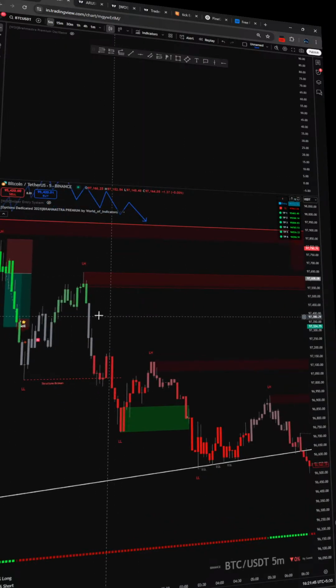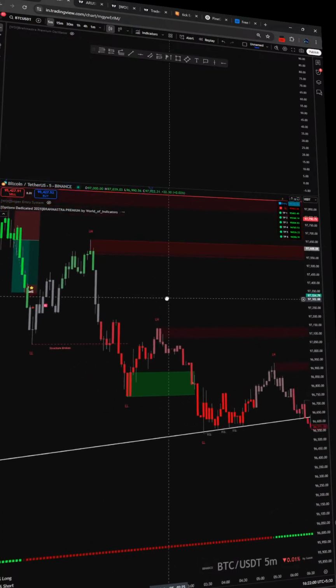You can enter here, or, as you are trading on a very low time frame, you are trading on 5 minutes in BTC. You know BTC is a very volatile market, so fluctuations are very high.